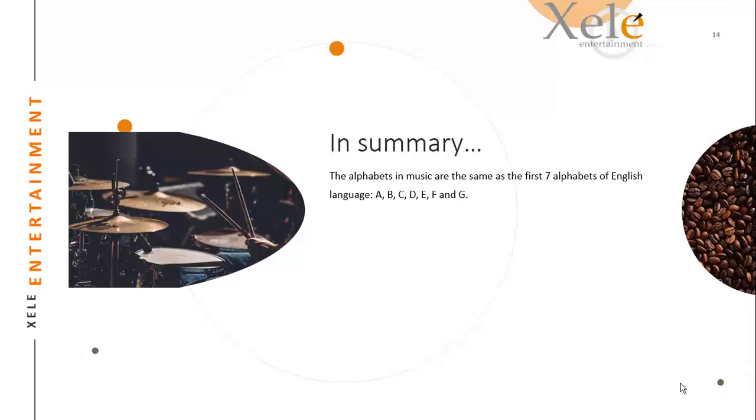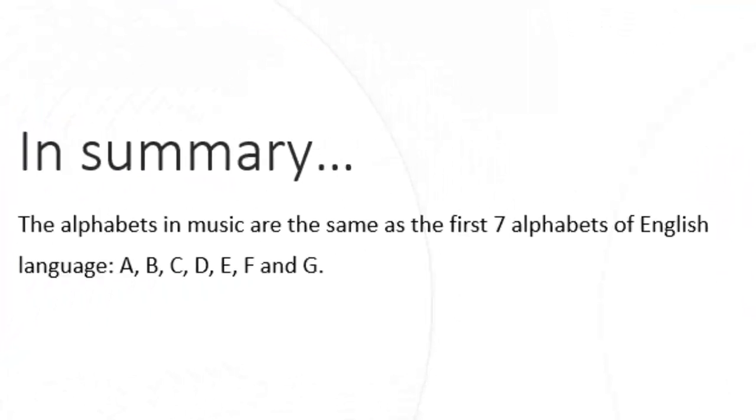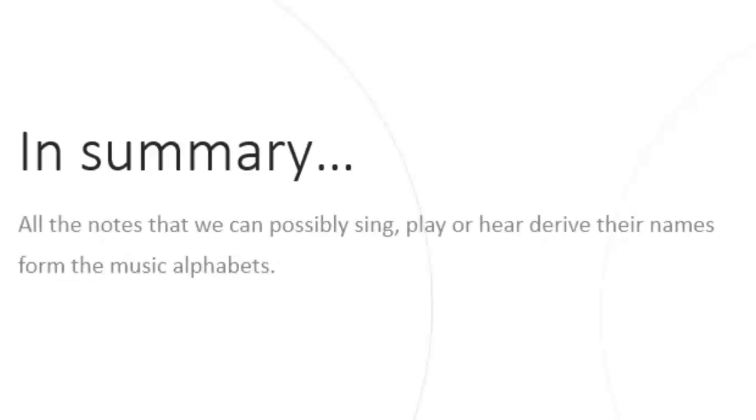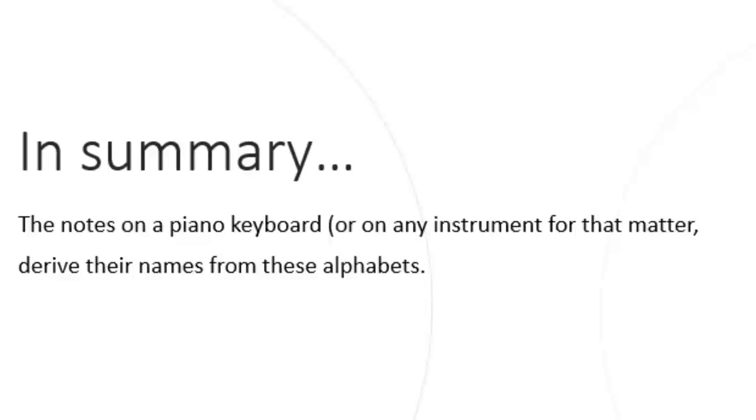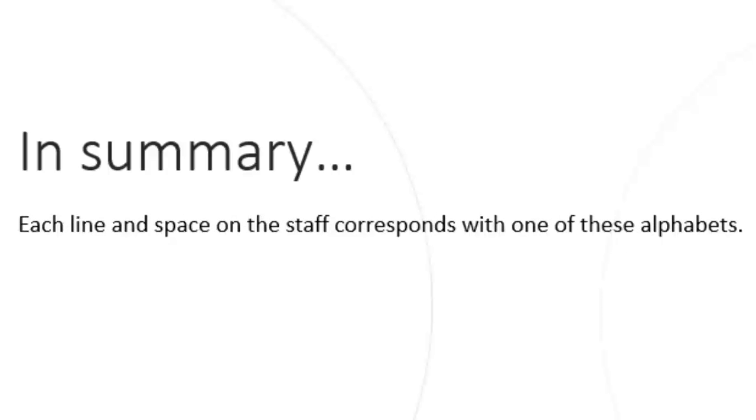In summary, take note of the following. All the musical sounds or pitches that you can possibly hear get their names from the 7 music alphabets, A to G. All the notes that you can possibly sing, play, or hear derive their names from these 7 alphabets. All the keys on the piano, or any instrument for that matter, will derive their names from these 7 alphabets. The lines and spaces on a staff will also derive their nomenclature from the 7 alphabets in music.